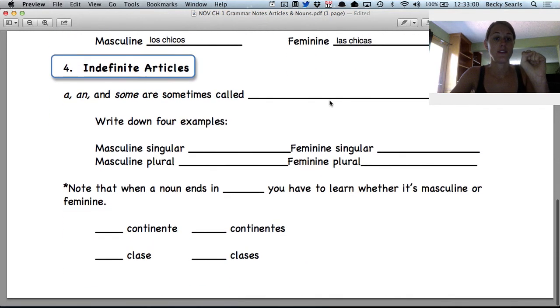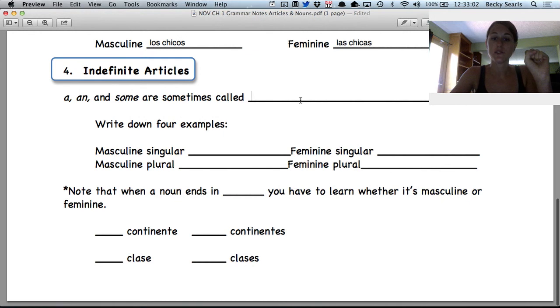Now, indefinite articles. Sometimes you're not talking about someone specific. For example, say I'm leading a lesson and I need some volunteers. And I say, I need a boy and a girl. I need some people to come up here and help me. I don't have anyone specific in mind. I don't have a definite person in mind. It's just kind of in general. So those words a, an, and some are sometimes called indefinite articles.